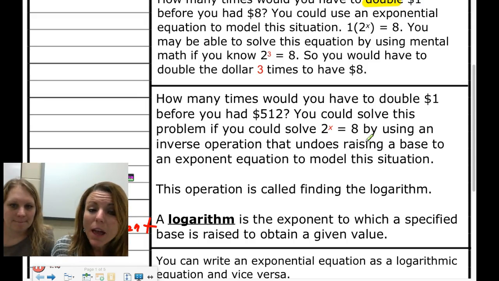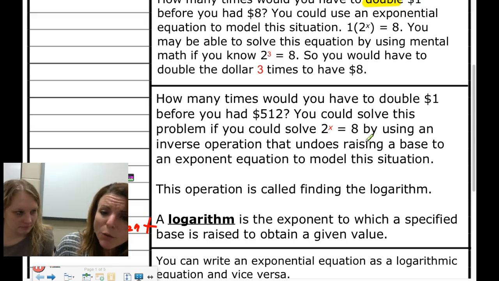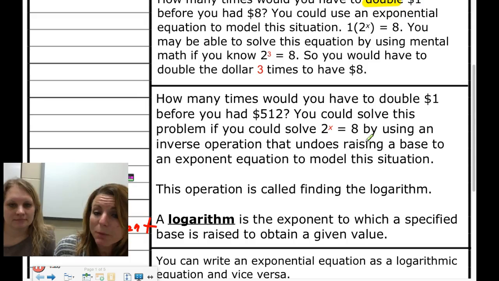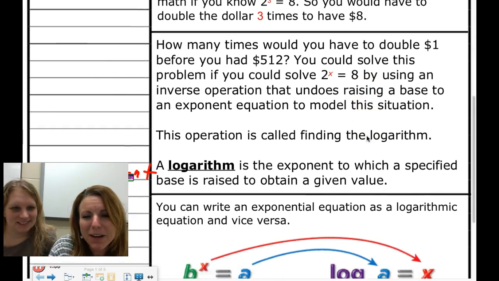So then we have the inverse operation. The inverse operation of exponential is logarithmic. So that's what we're going to do today. We're going to change an exponential equation to a logarithmic equation and vice versa. We're just going to say a log equation.